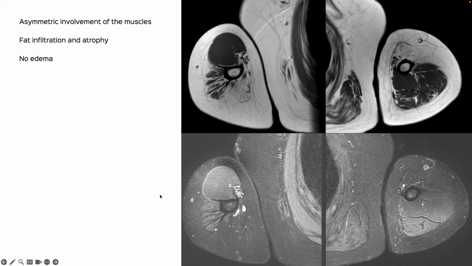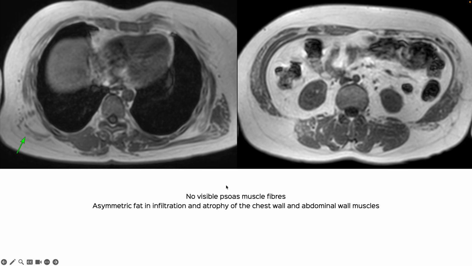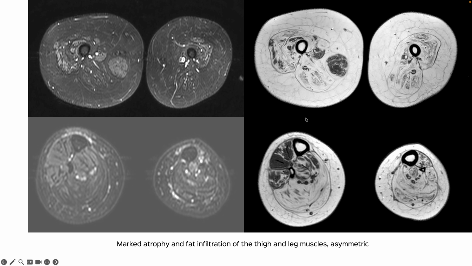This patient had asymmetric involvement of the muscles, so atrophy and fat infiltration of the posterior compartment on the right, anterior compartment on the left, no edema, no inflammation. We also did a quick run through the thorax and the abdomen, and again there's asymmetric involvement of the chest wall muscles. There are no psoas muscles. I mean, they're all fat infiltrated. And then the abdominal wall muscles, both posterior and anterior, are asymmetrically involved.